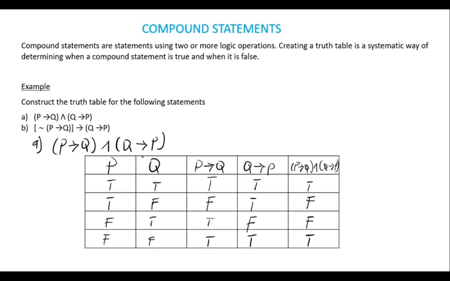Now, let's look at the second aspect of this question, B. The B is the negation of P or Q implies Q and P. So let's go ahead and see the truth table for this.